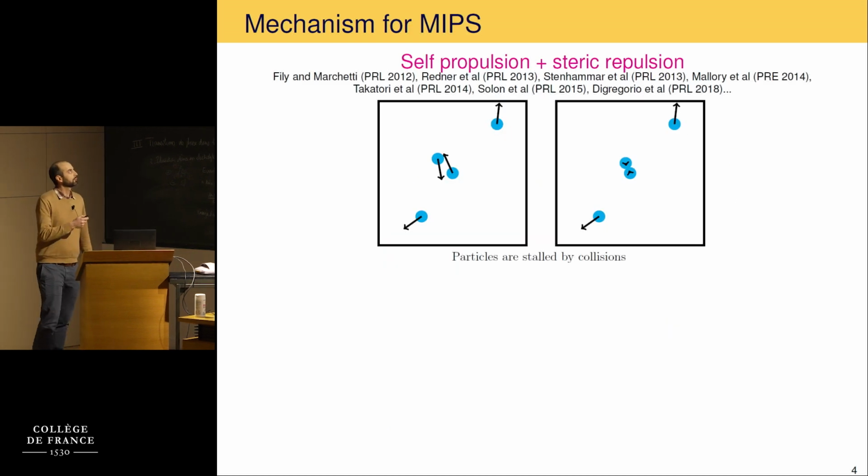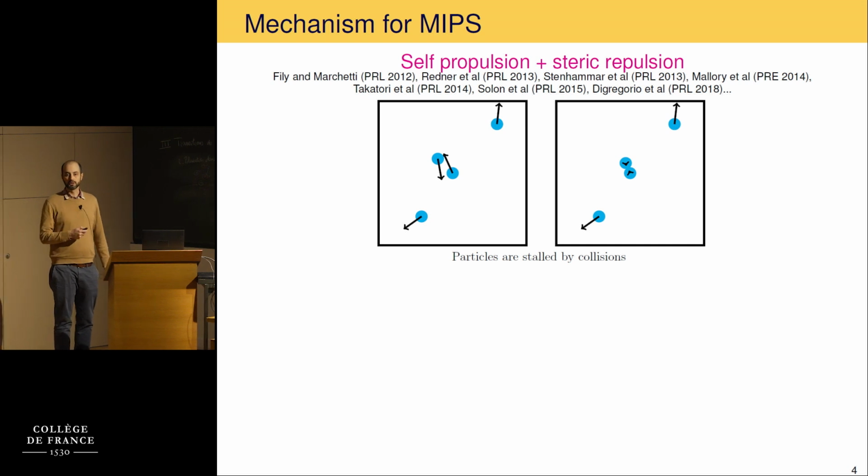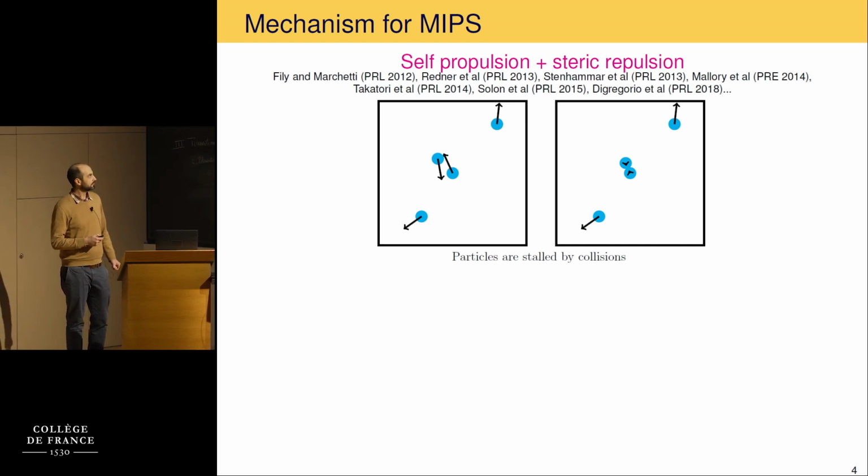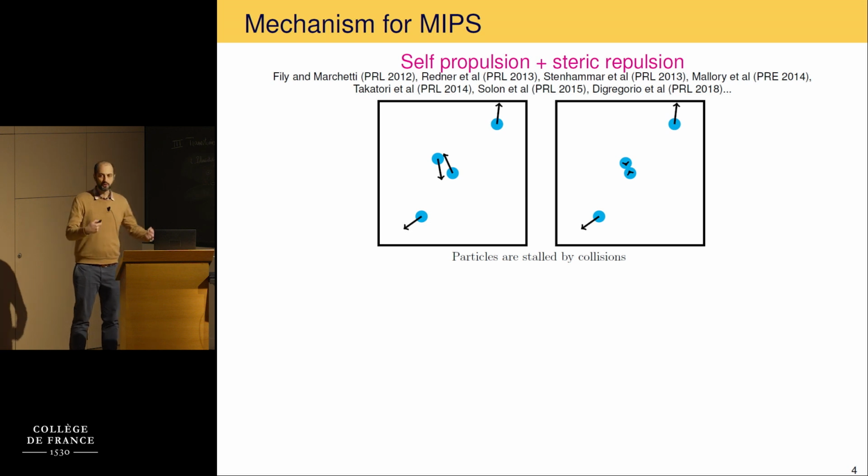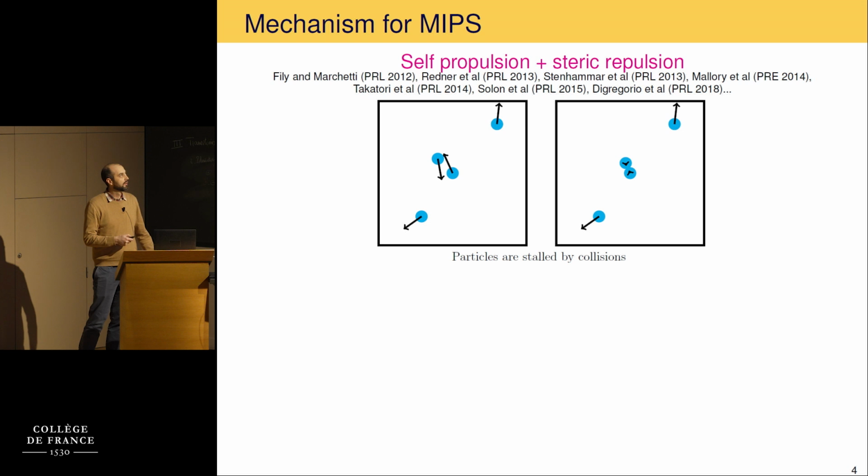So let me first explain the mechanism that leads to motility-induced phase separation. As I said, it comes from self-propulsion and steric repulsion. So you have your particles moving around, and if they collide, because they are persistent, they will try to keep moving into each other, and they are just blocking each other, so they can't move for some time.